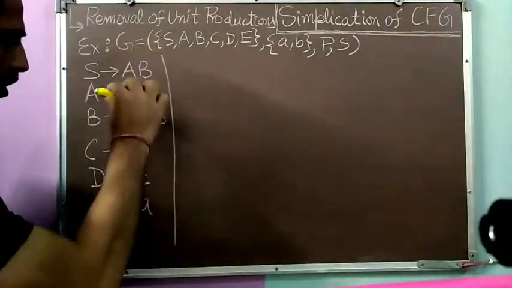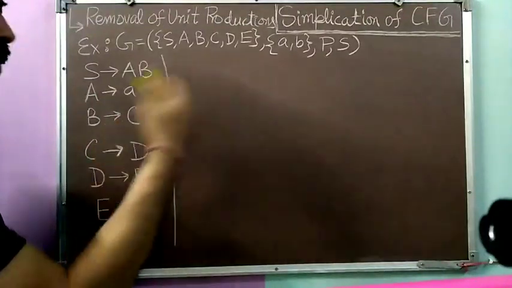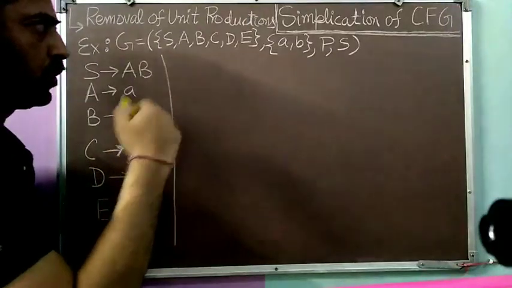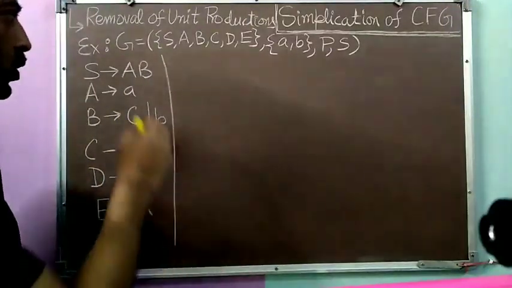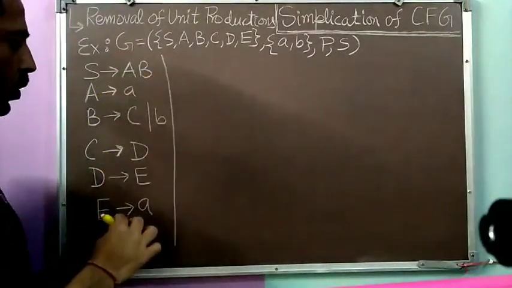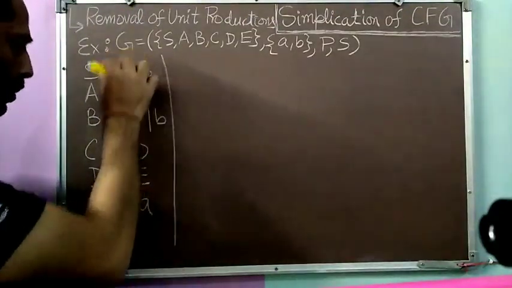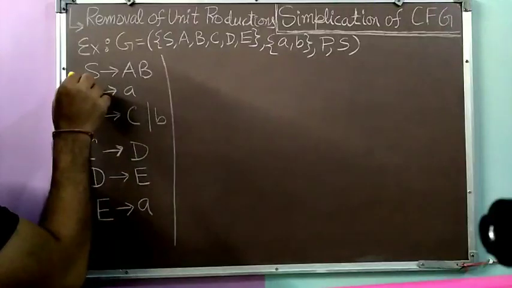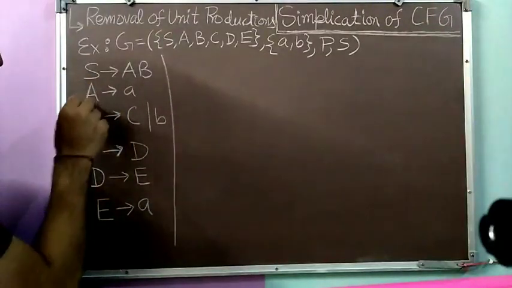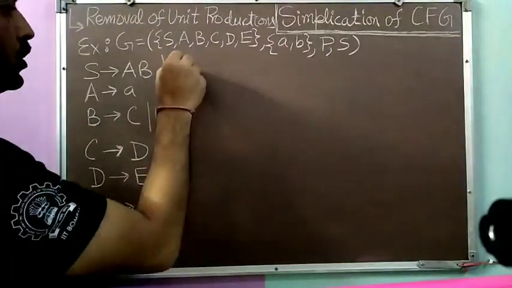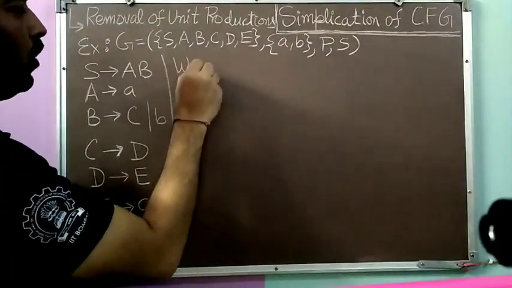So as our grammar does not contain any null productions, we will go directly to step 2, which is the main step for removing the unit productions. As per step 2, first we have to form W of each variable present in this grammar. So we will find W of S, W of A, W of B, W of C, W of D, and W of E.